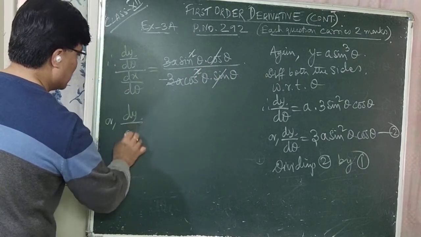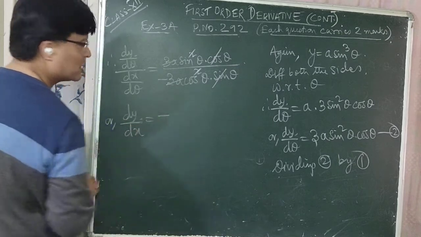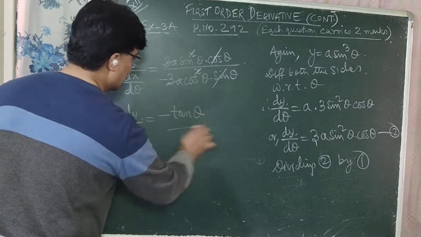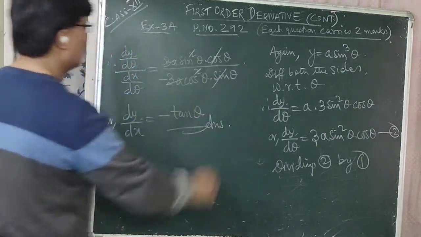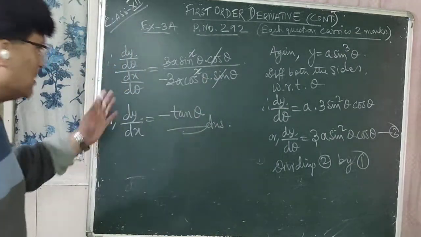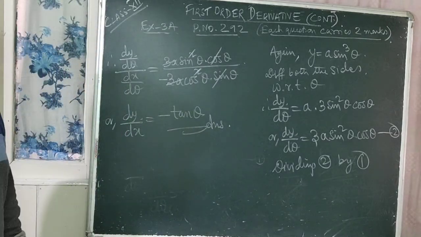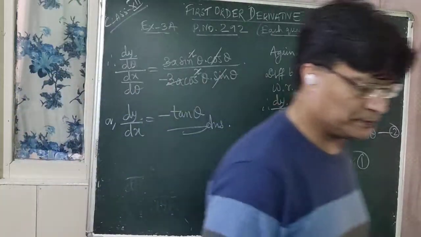So what do we get? dy by dx is equal to minus sine. What is sin theta by cos theta? It is only tan theta. So this is the simplified value of dy by dx, which is equal to minus tan theta. Okay? So we'll do the next question.